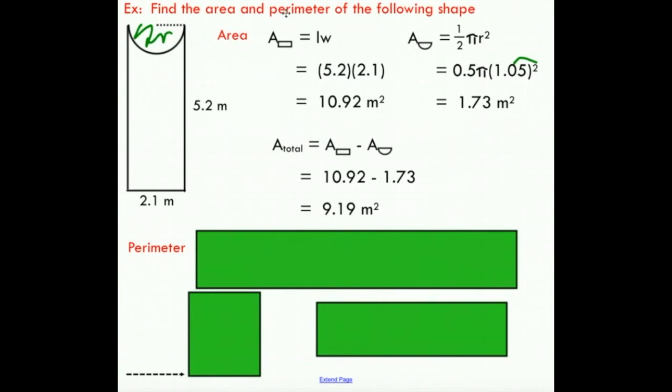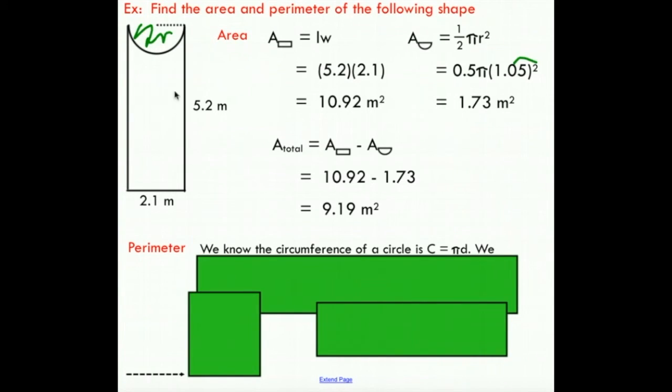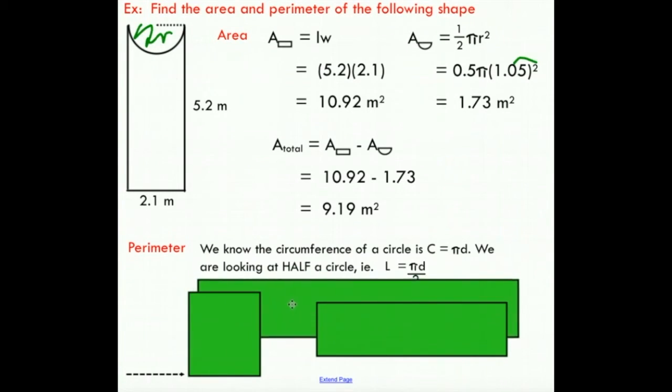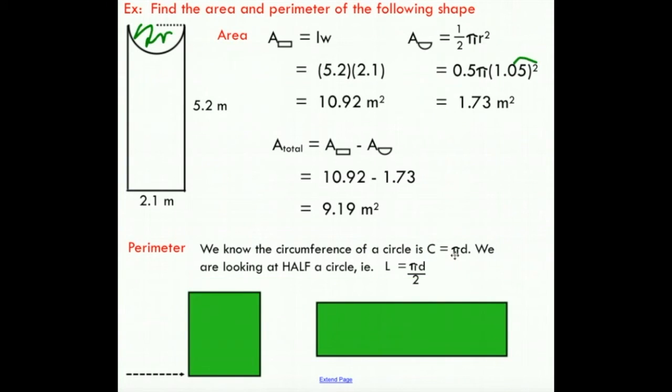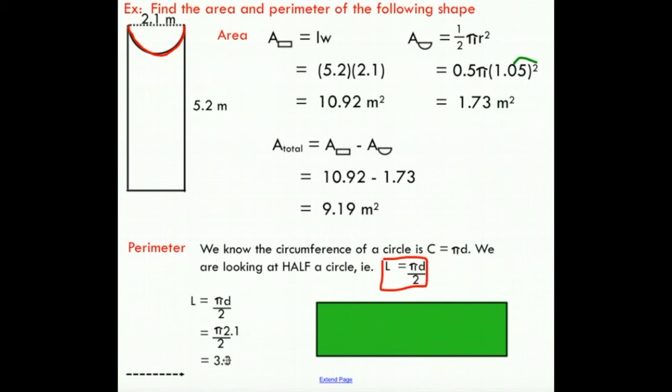The second part here is finding the perimeter of the shape. We want to look at this thing as a circle. We know that the circumference of a circle is pi times d, where d is the diameter. We're looking at half of a circle, so I'm going to just call this new quantity L. Really all I'm doing is just dividing pi d by 2. So that's the circumference of a circle divided by 2. So that's going to be this distance around my semicircle. And we end up with 3.3 meters.